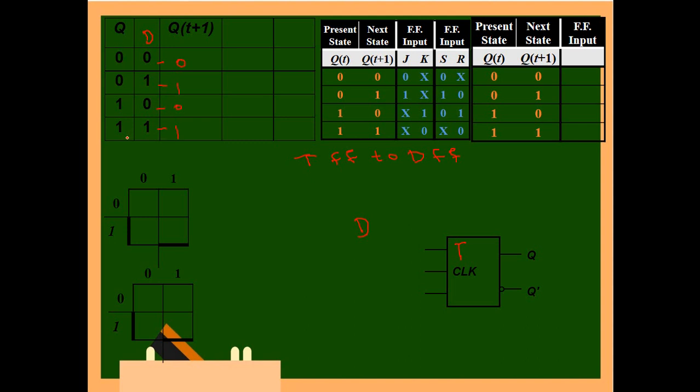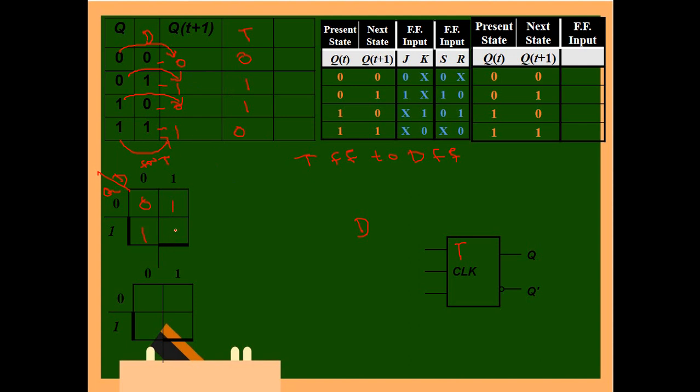Now converting to the T excitation table: if it is a 0 to 0 conversion, it is no change, so T is 0. If it is 0 to 1, it is changing, so T is 1. If it is 1 to 0, it is changing, so T is 1. 1 to 1, no change, so T is 0. This is how the T flip-flop looks. So take T as the answer, for which we have to take Q versus D. When 0 0 it is 0, when 0 1 it is 1, when 1 0 it is 1, and 1 1 it is 0.